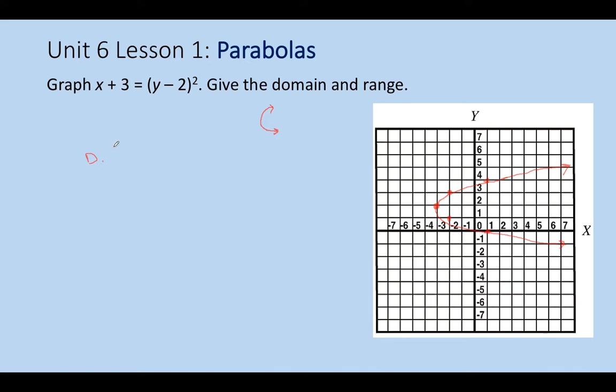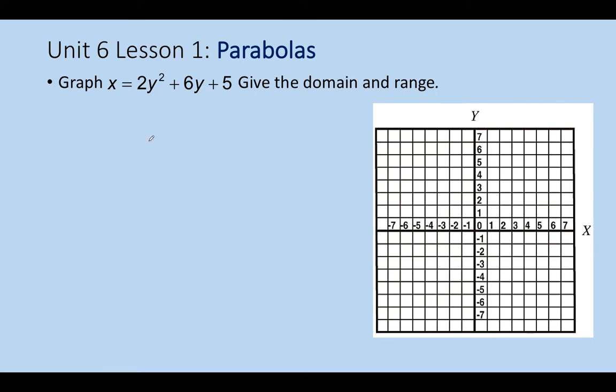Give the domain and range. Well, domain, you can see that this is going to be x greater than or equal to -3. And then range, well, this is just going to be all real numbers. You can see that it's going to go up forever this way and down forever that way. All right, next one.